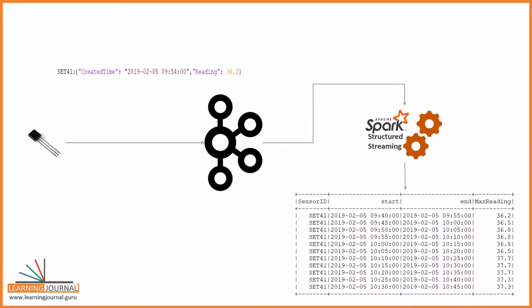Let me define a simple scenario and related requirements. Suppose you are collecting readings from a sensor. The sensor emits a reading at a regular interval, which goes to a Kafka topic. Each reading looks like the following JSON message. The key is the sensor ID. Created time is your event time, and the reading is the value.